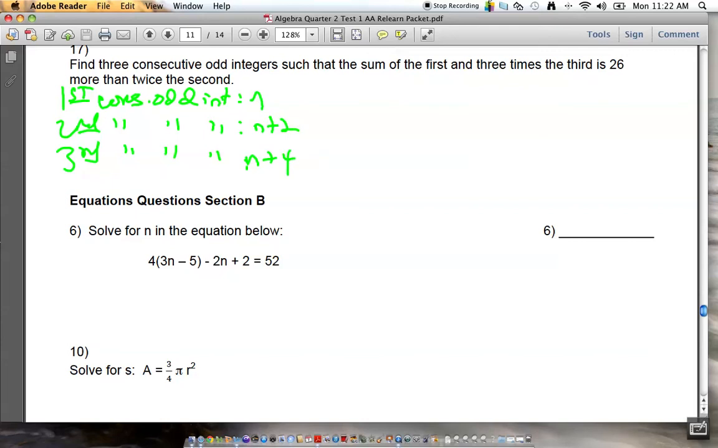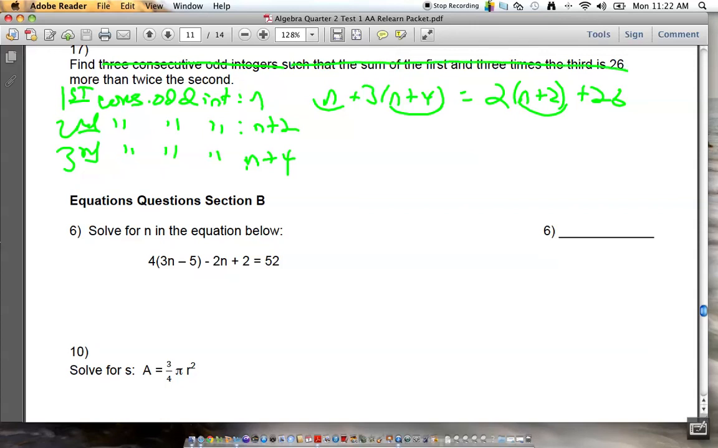Whether you're odd or even, you both go up by 2s and 4s and 6s and so on. Okay, so 3 consecutive odd integers, I cross it off. The sum of the first and 3 times the third. So the first is n, plus 3 times the third, which is 3 times n plus 4. Equals 26 more than twice the second. So this is twice the second and 26 more than that. Remember, more than, less than, switch the order. Last shall be first, first shall be last. This is twice the second, 26 more than it.